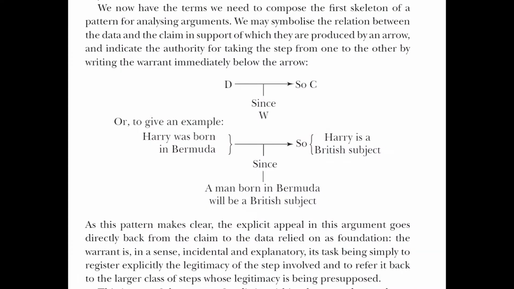Let me bring it up here so I know what I'm talking about. So here's the image of the basic Toulmin model. This is straight out of the reading here. So the arrow between data and the claim is a so, or since. Data, so, claim. Since, warrant. So he gives these weird examples. Harry was born in Bermuda, so Harry's a British subject because a man born in Bermuda will be a British subject. It's a very simple kind of example.